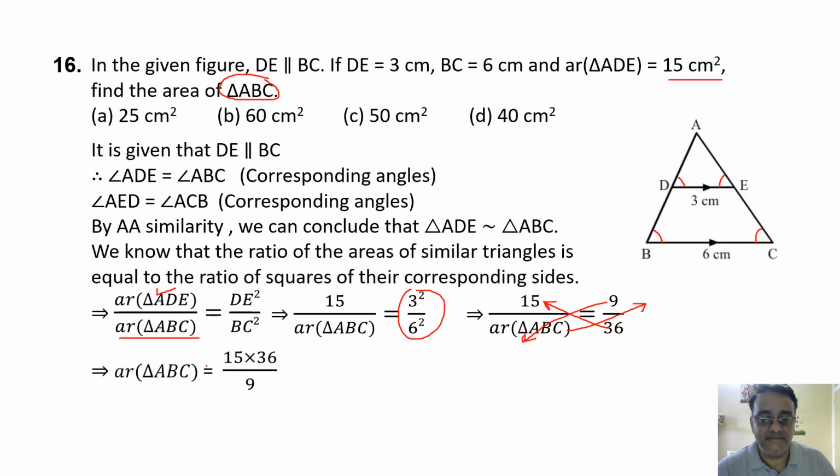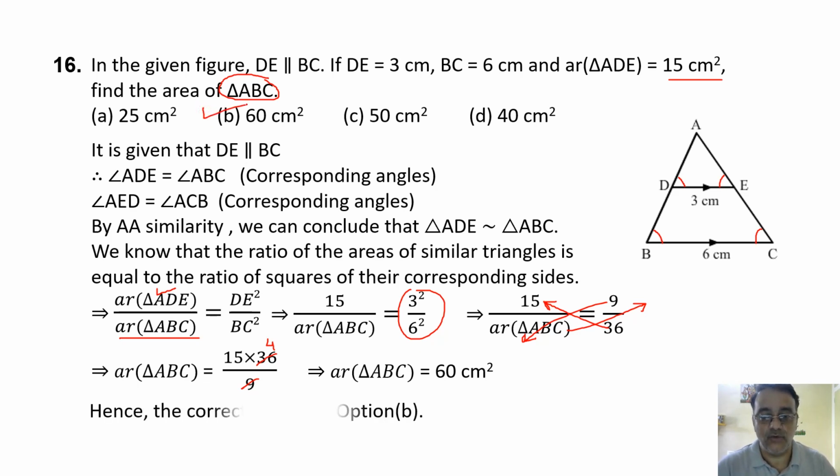So we'll get this step. This step is clear? Yes. 36 we can divide by 9. Yes, sir. What is the final answer? 60. 60 centimeters square. Which option is the correct one? Option B. Right.